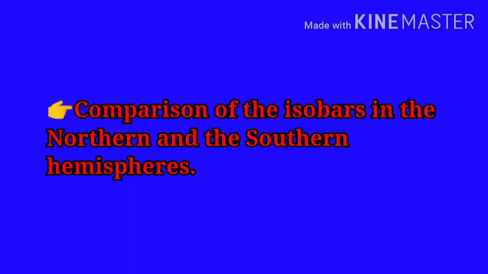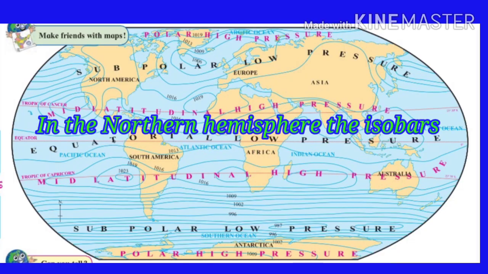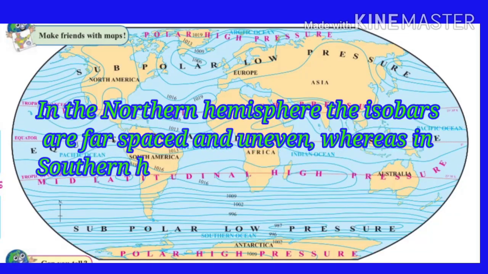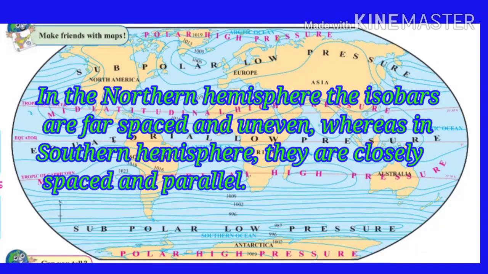Comparison of the isobars in the northern and the southern hemispheres. In the northern hemisphere, the isobars are far spaced and uneven, whereas in the southern hemisphere, they are closely spaced and parallel.